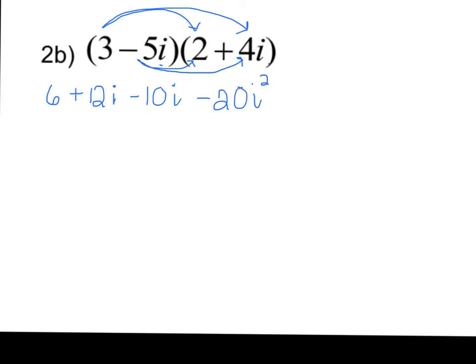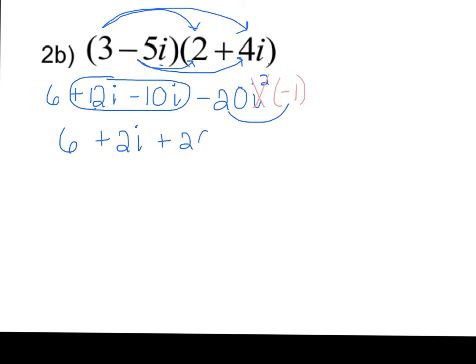So let's clean this up a little bit. I do have some like terms I can combine. So I have 6. 12 minus 10 is 2. So that all turns into plus 2i. And now I see that i squared, so I'm crossing it out and putting a negative 1 next to it in parentheses. That means I multiply negative 20 times negative 1. That will be plus 20.